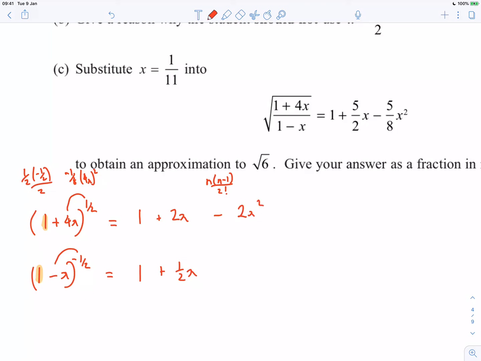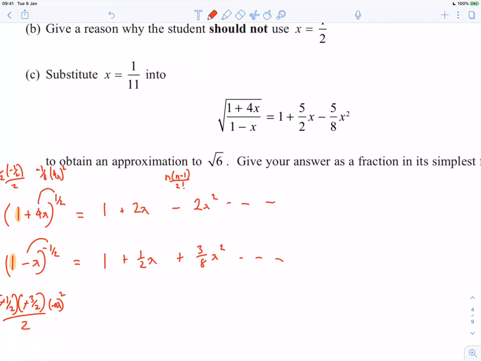For the next one, I've got n is minus a half, but then I have to times by n minus 1, which is minus 3 halves, and this is all over 2. So the minus minus will make a plus, so I know that's positive. And then I have a minus x all squared, which is still positive. So I'm going to have 3 over 8, so that's going to be 3/8 of x squared, and so on.